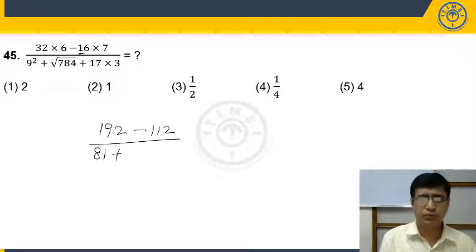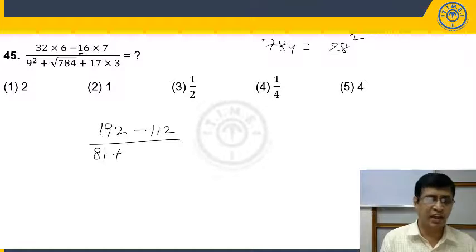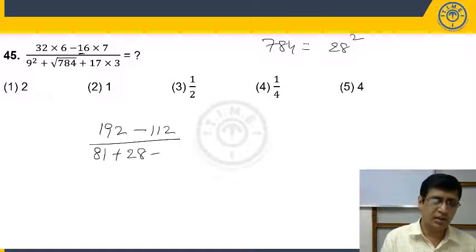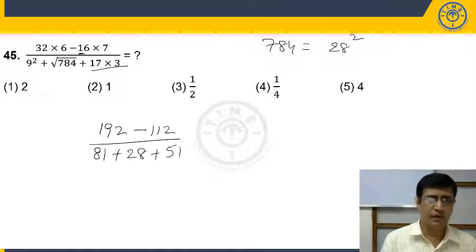And square root of 784. 784 is a perfect square. So it is a 28 square. So 81 plus 28. Now what is the product of 17 into 3? It is a 51. Okay. Now just simplify this. What is the cancellation? 192 minus 112. It is a 80. Of course 100 gets cancelled.